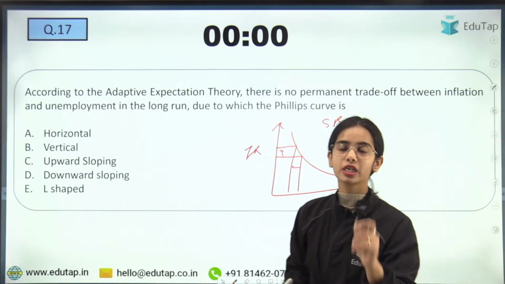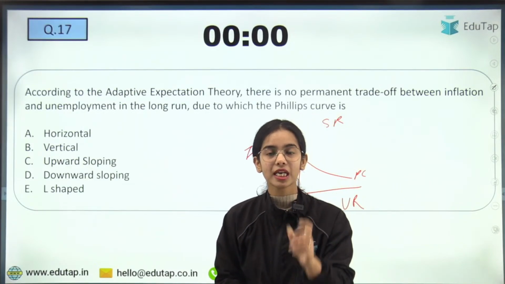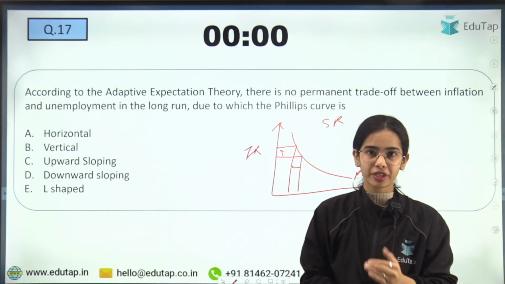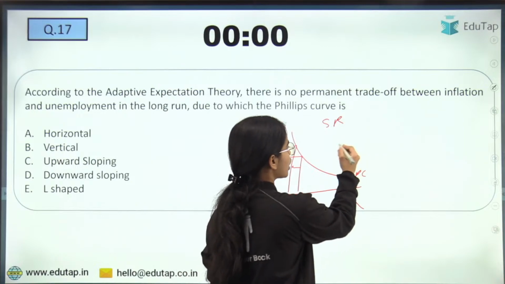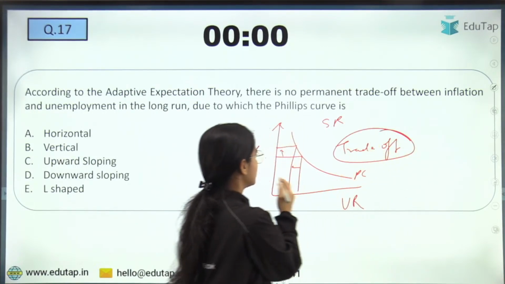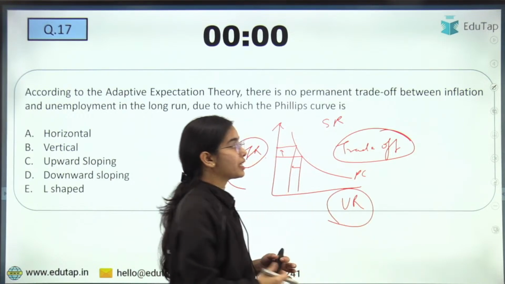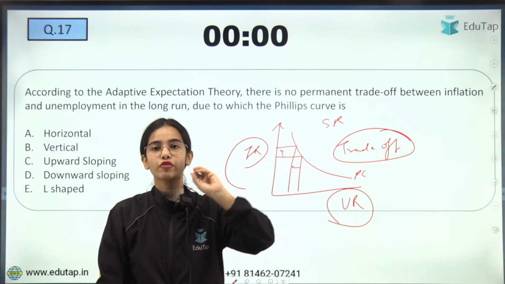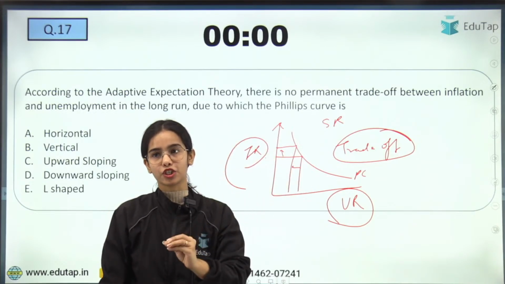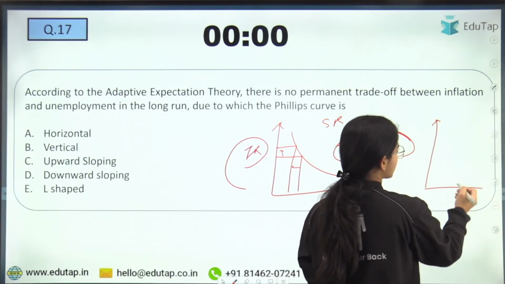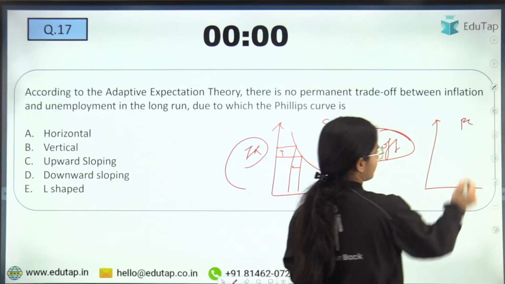Okay, so in the short run, the adaptive expectation theory believes that there is an inverse relationship between the inflation rate and the unemployment rate. So the Phillips curve in the short run shows the trade-off between the inflation rate and the unemployment rate. But in the long run, does anyone know what the shape of the Phillips curve is as per the adaptive expectation theory?